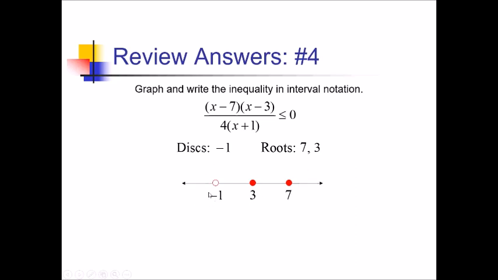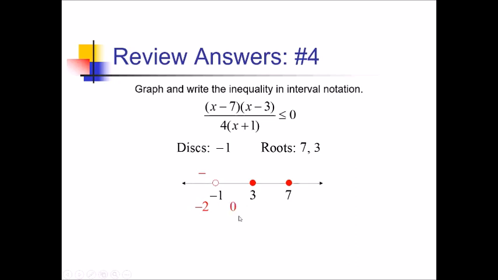So to the left of -1, I'll use -2. -2 minus 7 comes out negative. -2 minus 3 is negative. -2 plus 1 is also negative. 3 negatives, odd number of negatives, gives me a negative.